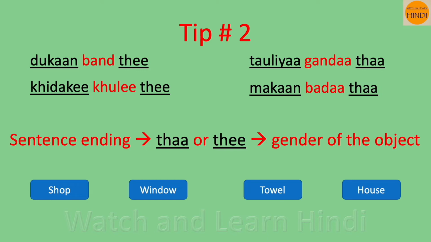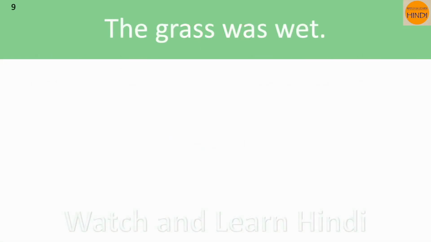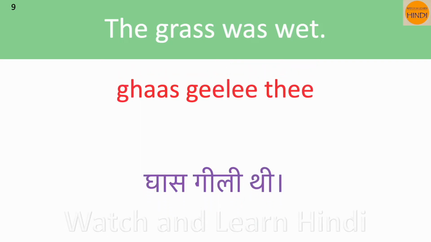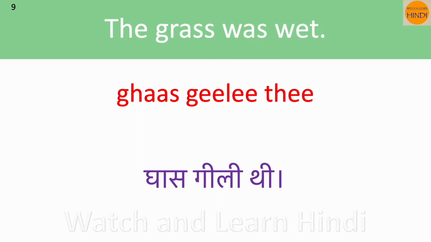Now let's look at more sentences, and with each sentence you can learn the gender of a different thing. The grass was wet. घास गीली थी. घास is grass. Gili is wet. And as we just mentioned in the tip, since the sentence ends with thi, घास is feminine. घास गीली थी. The grass was wet.